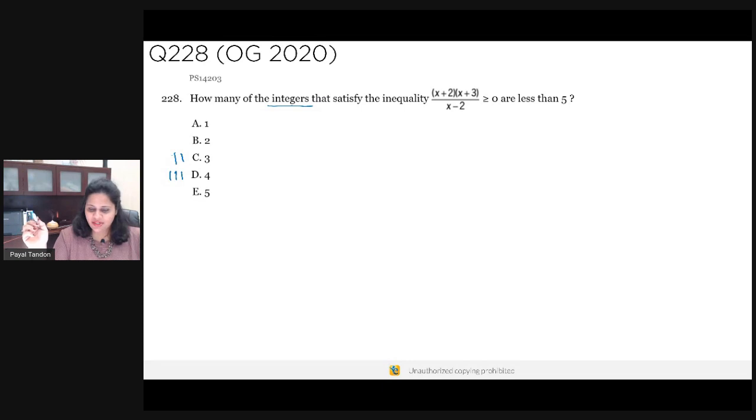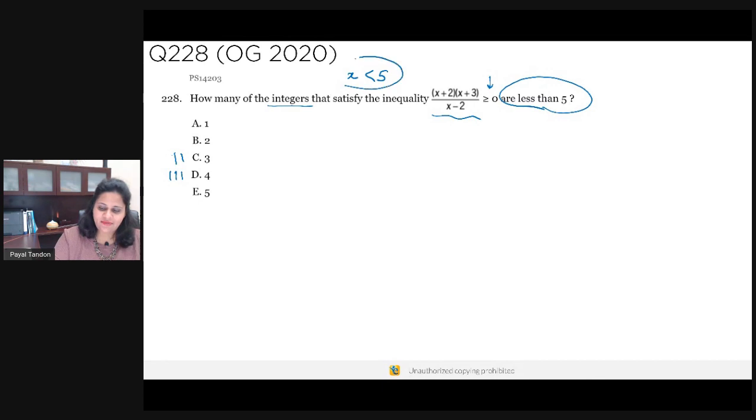How many of the integers that satisfy this inequality are less than 5? Raphael, if it's saying less than 5, it means that 5 is not included. So really what I need to know is how many values of x that satisfy this inequality are less than 5. Okay, x is less than 5 for this particular question. Now, how do I go about doing this?